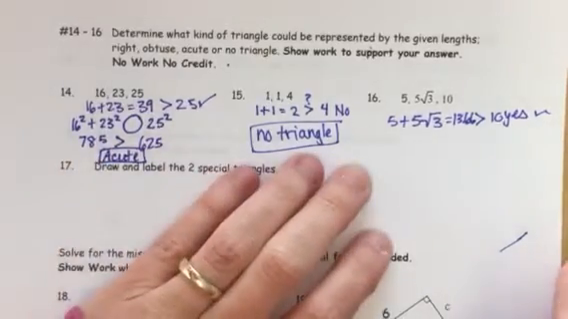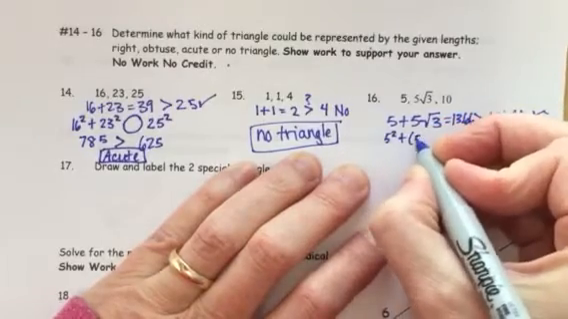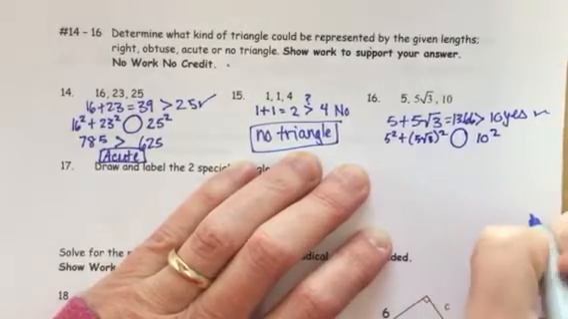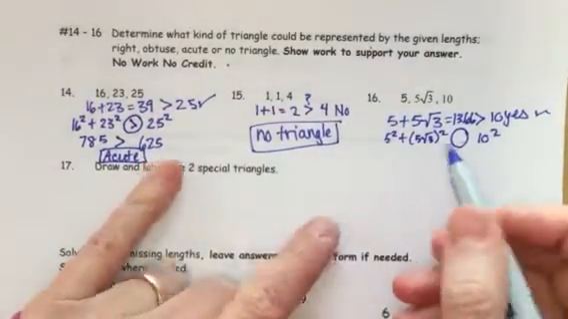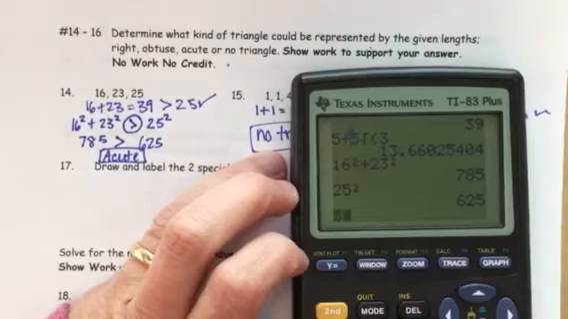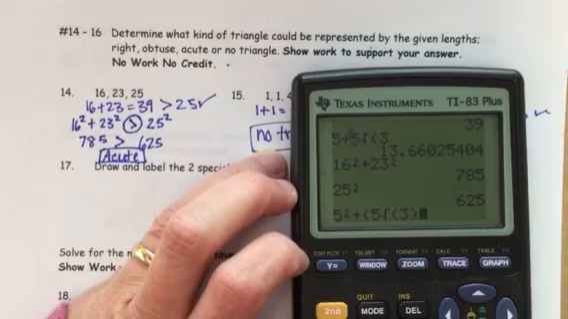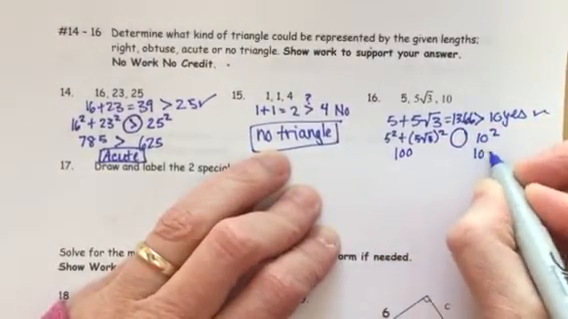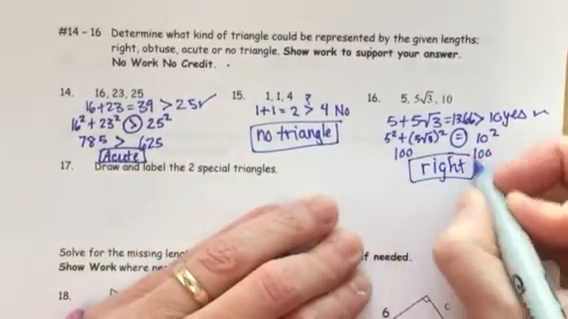Okay, let's try number 16 now. It's the other one that could work. So I'm going to take 5 squared plus 5 root 3 squared and see how that compares to 10 squared. So I'm leaving this open where we could put the comparison symbol inside of it. Okay, 5 squared plus, I'm going to use parentheses here, 5 root 3, close the root, then the other parentheses, squared. Together that gave me 100. And 10 squared is also 100, so we have equals in this case. That means that we have a right triangle.